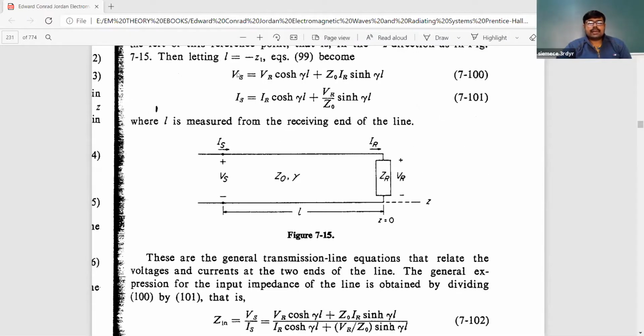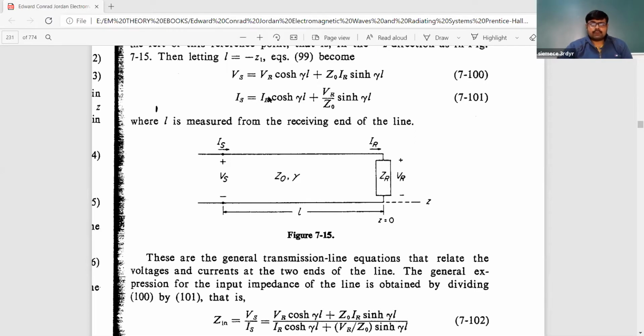Equation number 100 is the first equation. What is the equation? That is the Vs parameter we have defined. Vs equals Vr cosh(gamma L) plus Z0 Ir sinh(gamma L), that is the source voltage equation. Similarly, the source current, the Is parameter, is defined in equation number 101. Is equals Ir cosh(gamma L) plus Vr by Z0 sinh(gamma L). So equation 100 is Vs equals Vr cosh(gamma L) plus Z0 Ir sinh(gamma L), and equation 101 is Is equals Ir cosh(gamma L) plus Vr by Z0 sinh(gamma L).